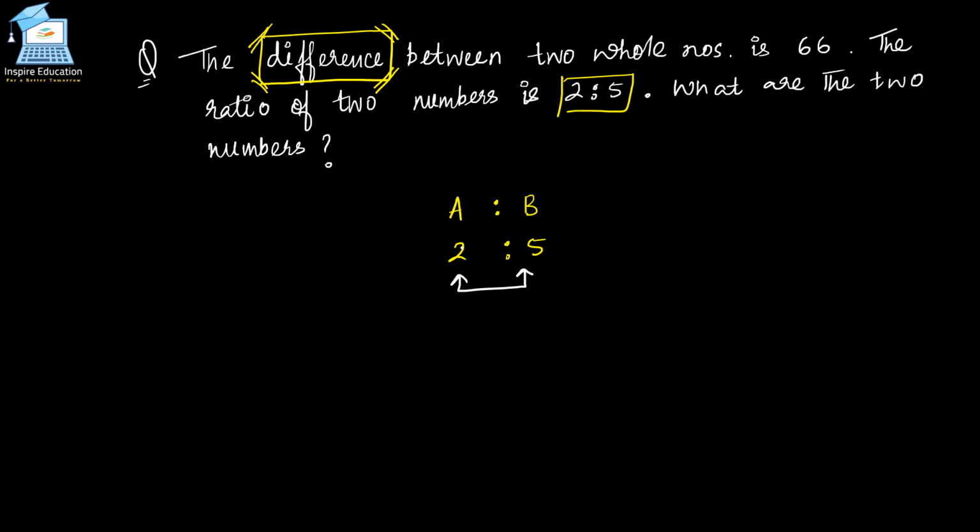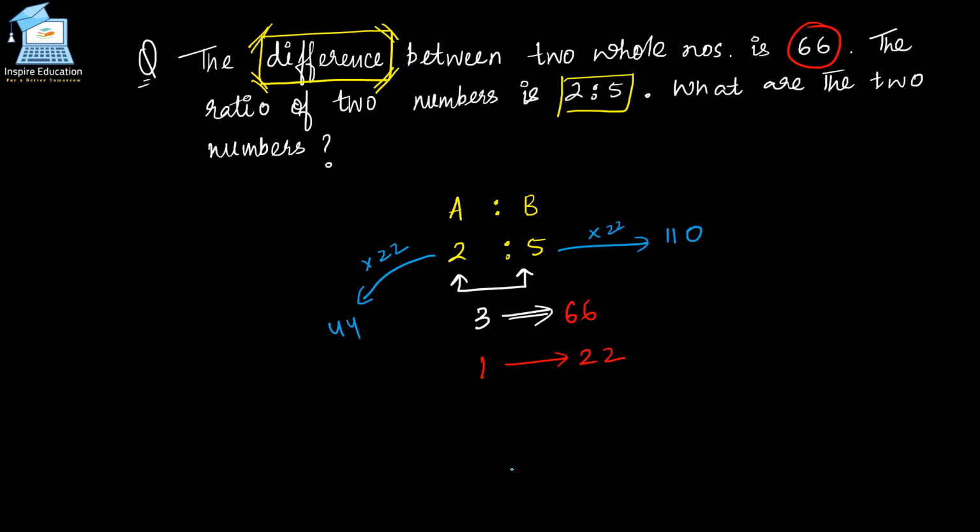A and B are two numbers which are in the ratio 2:5. What is the difference between 2 and 5? This is 3. So 3 is the fake difference between A and B. But what is the actual difference between A and B? 66. So the fake difference is 3, the original difference is 66. 3 is 66, so 1 is what? 22. Simple, na? 1 is 22, so you just multiply this by 22. 44. Just multiply this by 22. 110.